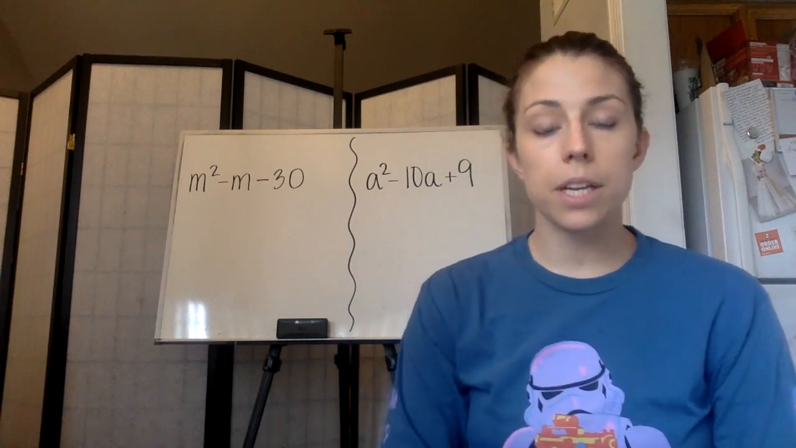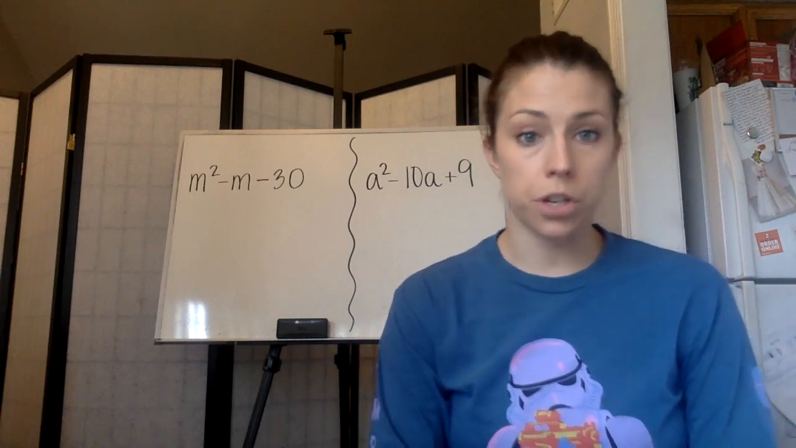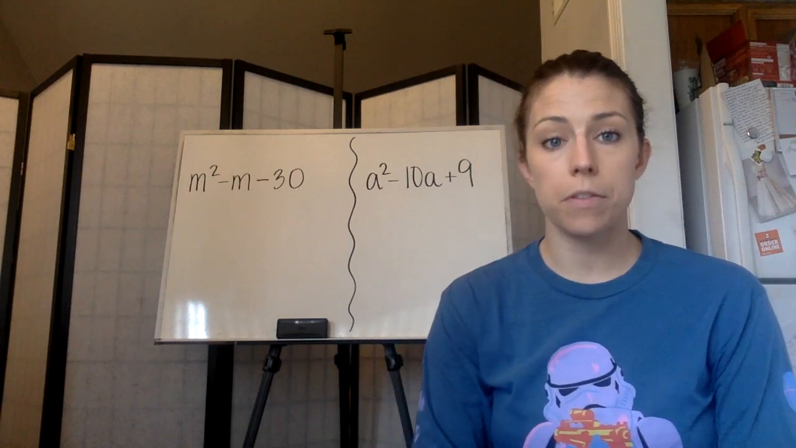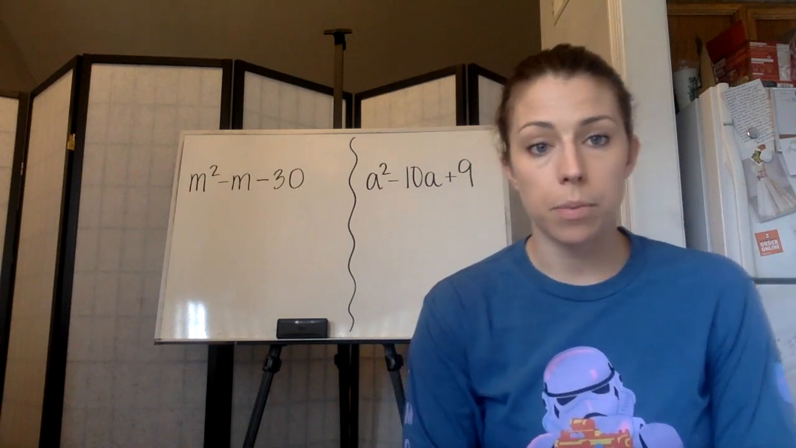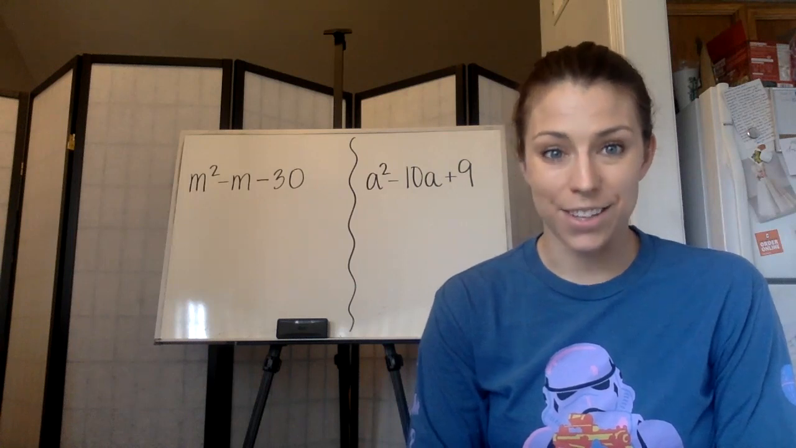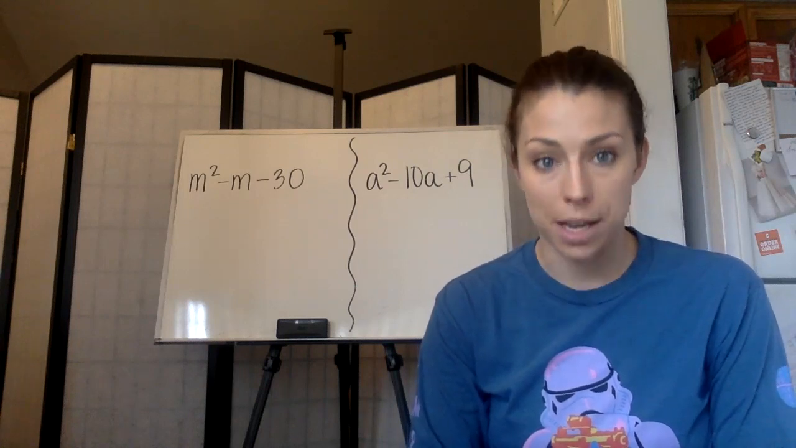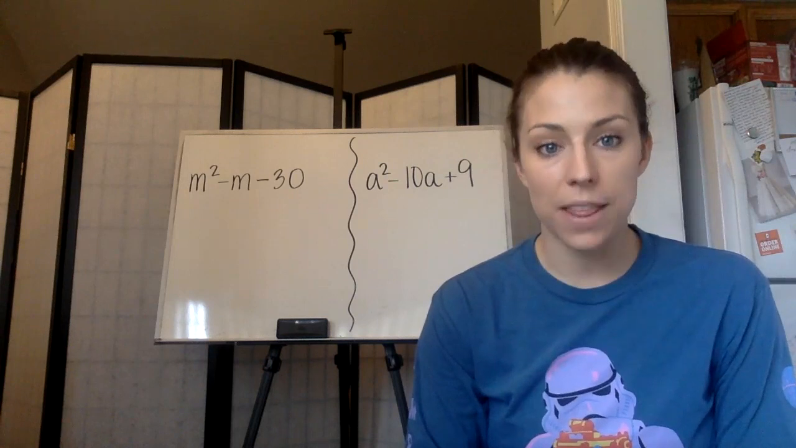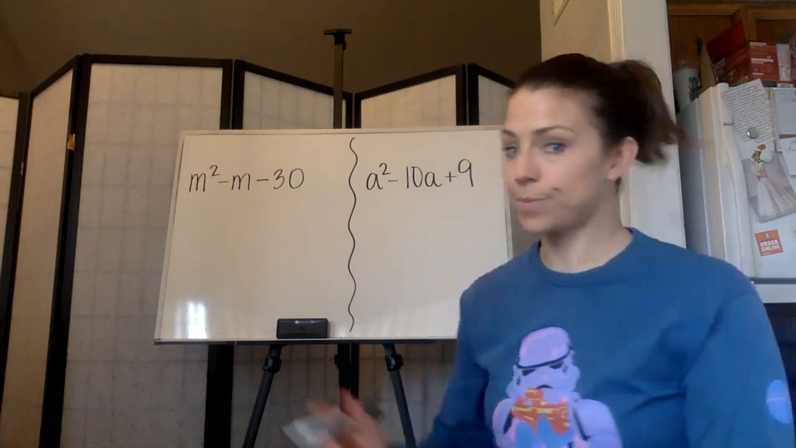So the first thing that we're going to do is set up our structure for our answer. We know that when we're factoring, our answer is going to be a product of two binomials. When you're typing in your answer in IXL, you might have noticed you have to put in parentheses. If you don't put in parentheses, you will get it wrong.